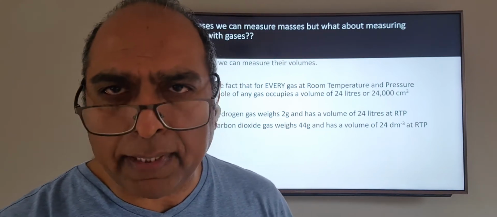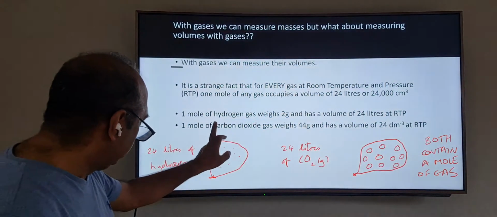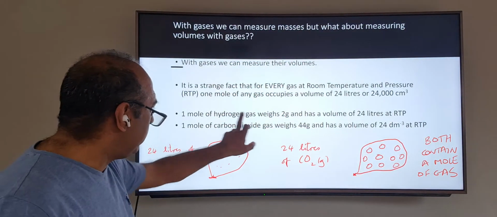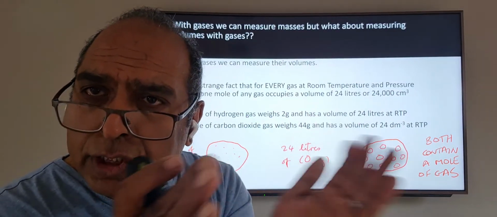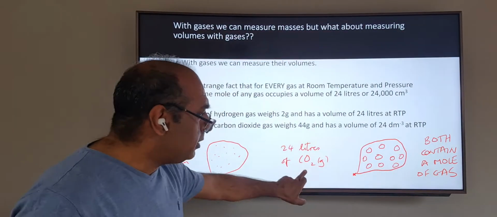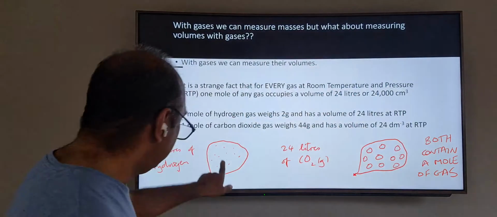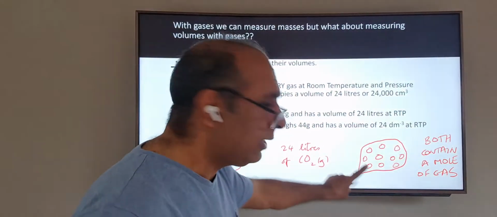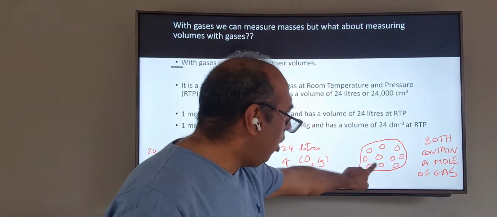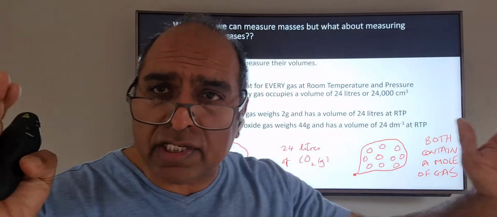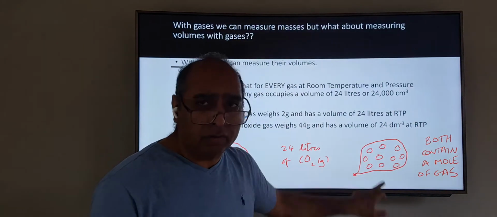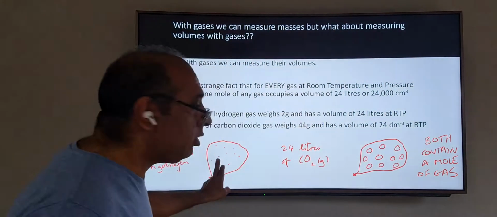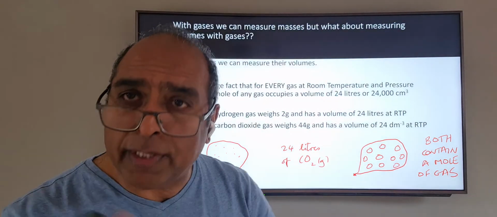Now, I explain it like this. I've tried to draw small little dots for hydrogen, because hydrogen is pretty small molecules. Carbon dioxide is pretty big molecules. I put dots here and small circles there. And a mole, with that big number, 6 and 23 zeros, of those in a balloon is 24 litres. A mole of hydrogen in a balloon is 24 litres.